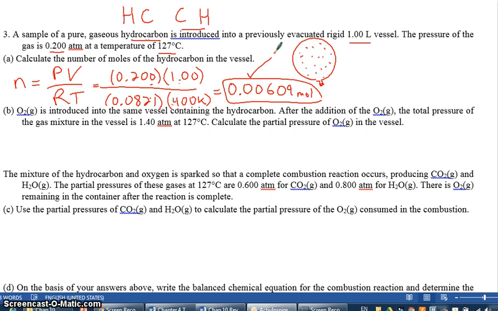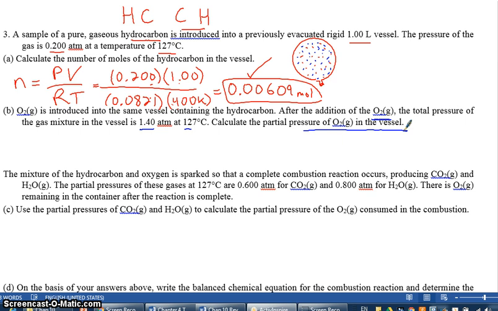Part B says O2 is introduced into the same vessel containing the hydrocarbon. So we're going to put a little bit of oxygen gas into this vessel. And we're probably going to undergo a combustion reaction, always fun. After the addition of the oxygen, the total pressure in the vessel is 1.40 atmospheres at the same temperature. Calculate the partial pressure of O2 in the vessel.